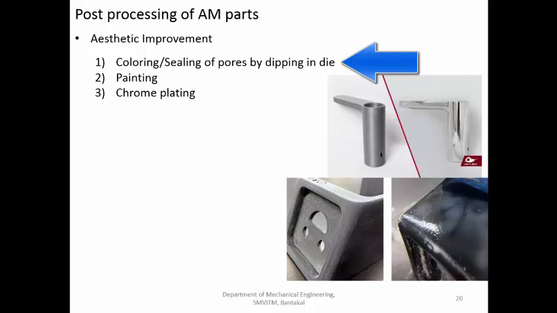If you want to avoid that, then you have to seal the pores, wherein you take the component and dip it in some kind of sealing agent. Usually it will be a polymer. This polymer fills up the surface pores, and after that if you do the painting, the paint will remain more evenly on the surface. It will not enter inside the component, so you get a very good surface finish.